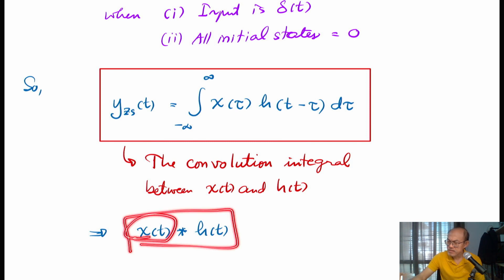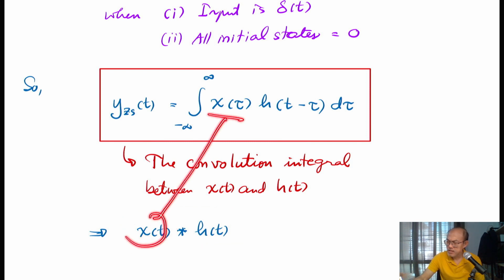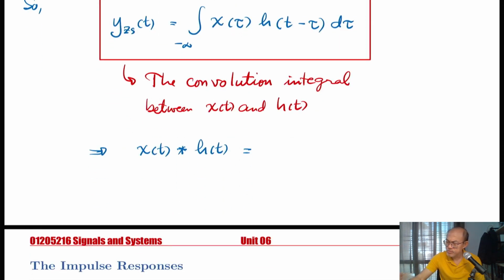That shorthand notation is this: x of t is this guy, and h of t is this guy. So we are writing down x of t, star, and h of t. Whenever you see a star, it is a convolution integral. So this results in the integration from minus infinity to infinity, x of tau h of t minus tau d tau.